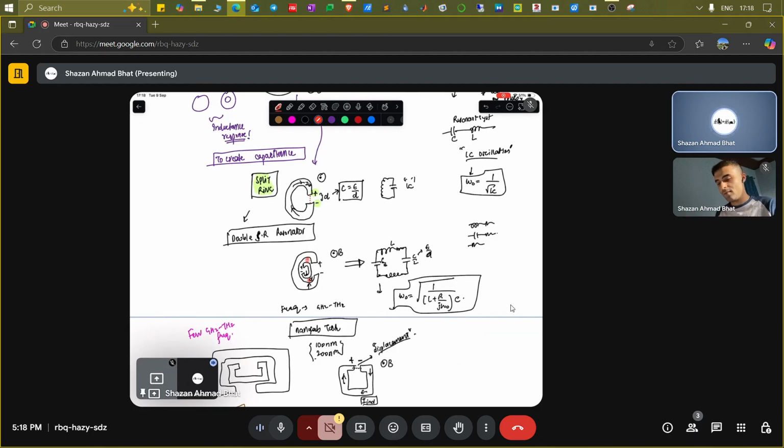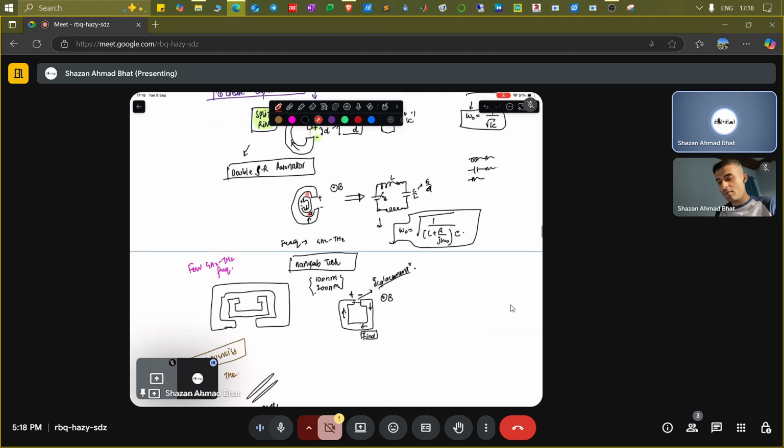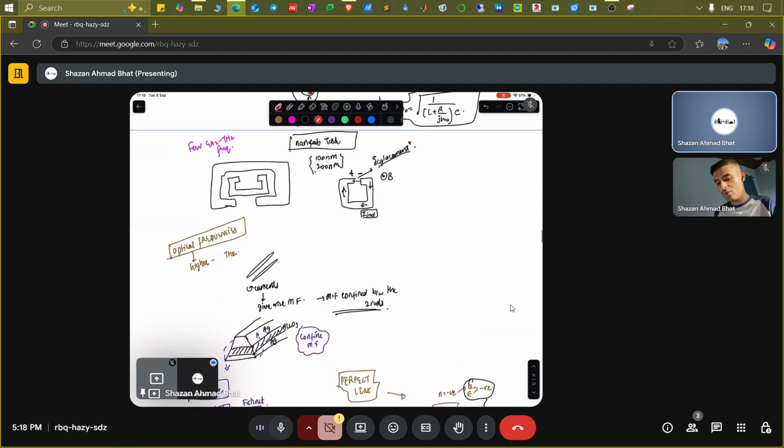Now again, if you talk about a double split ring resonator, you put in another ring inside a ring, and you have the capacitance, which is determined by the gap of this particular thing, which is basically the D. And this D is basically the gap between these two rings. And then you define the resonance frequency, and you need to derive it.